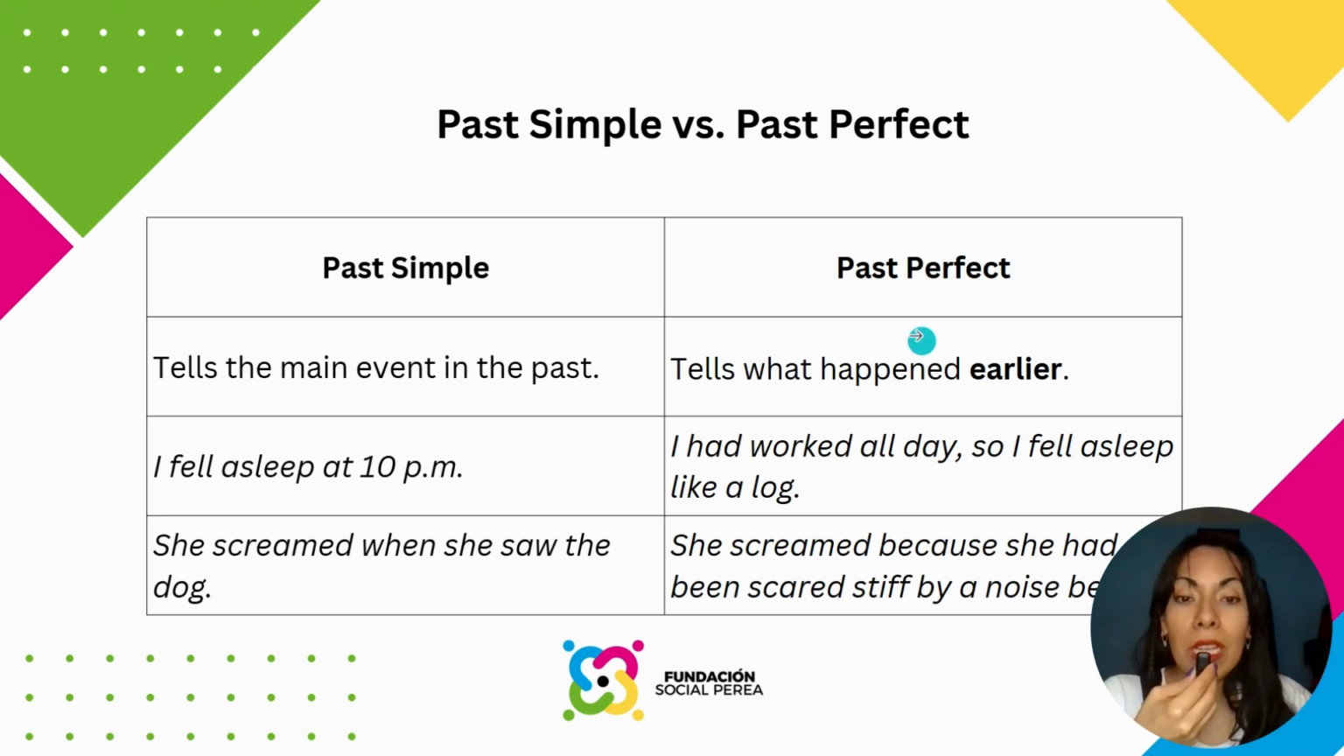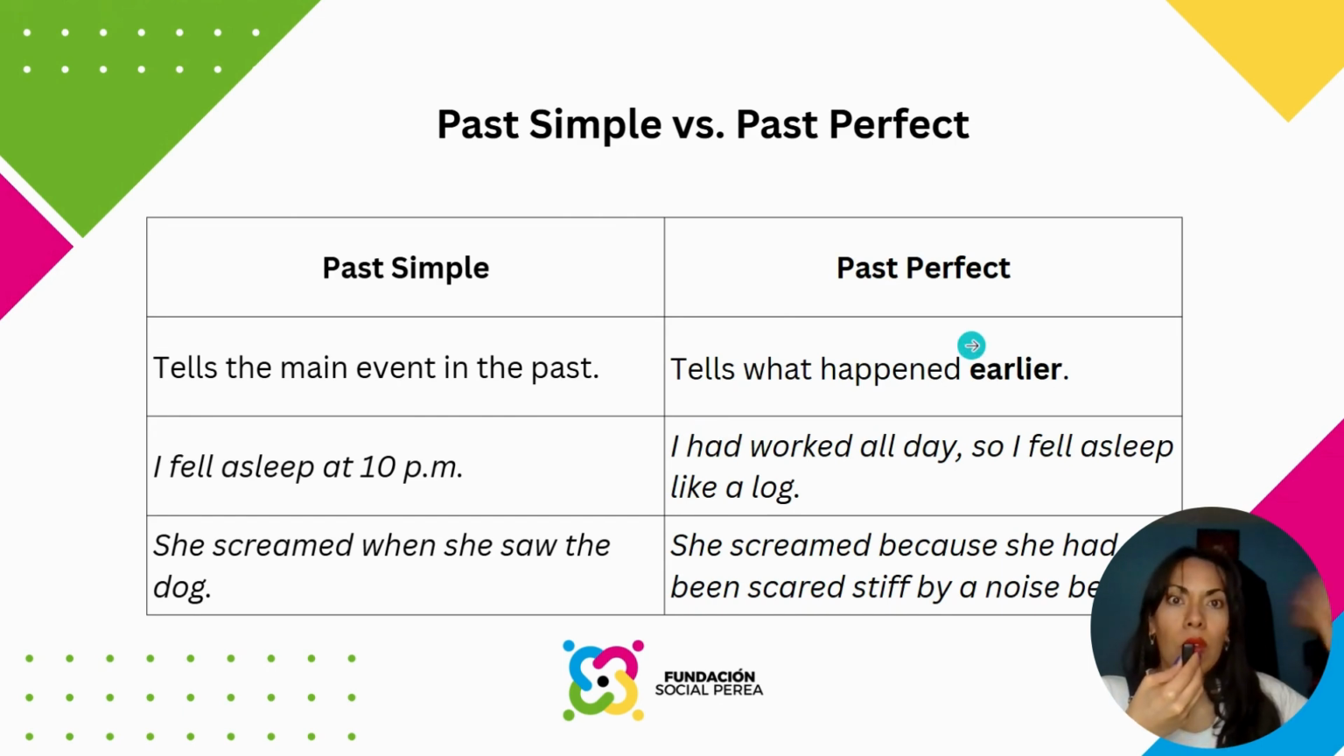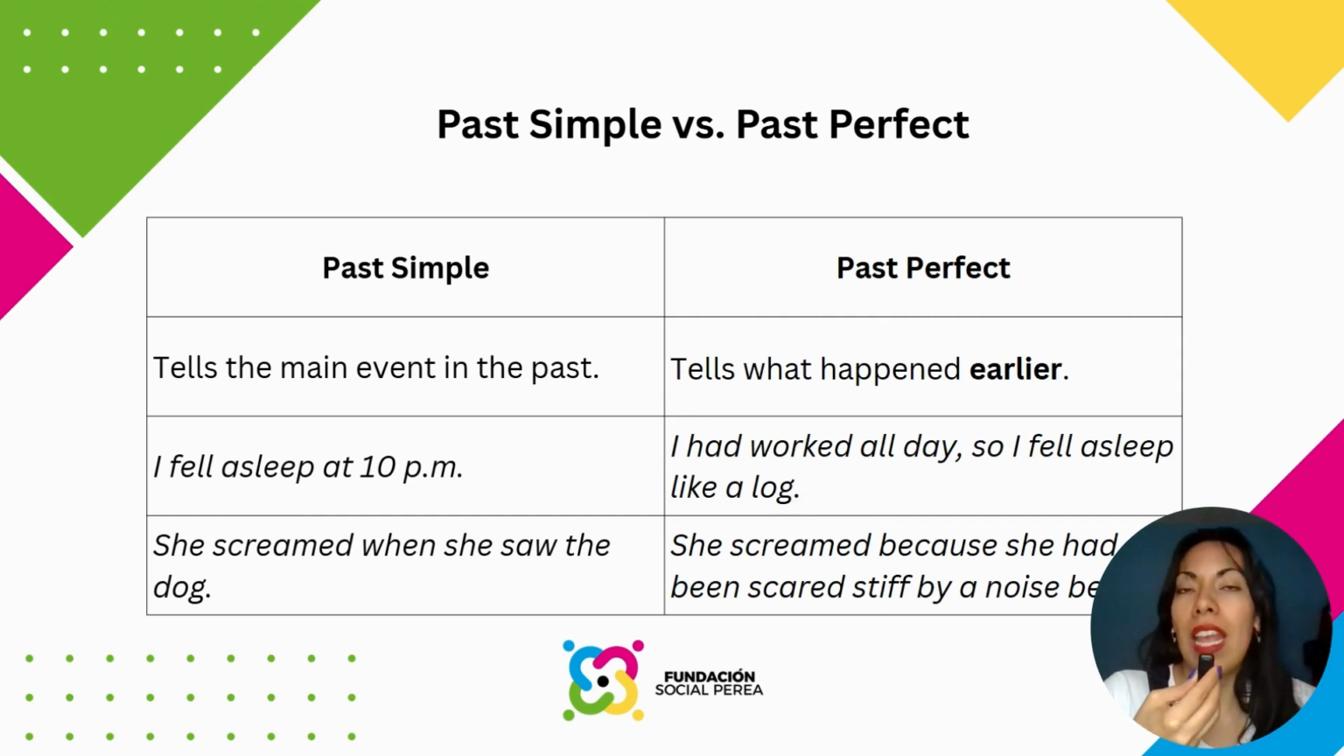Now, if we focus on the past perfect, take into account that the past perfect tells what happened before. For example, I had worked all day, so I fell asleep like a log. So that situation makes reference, okay, this person was working a lot and suddenly fell asleep. So the point over there is to take into account the chronological order, right?